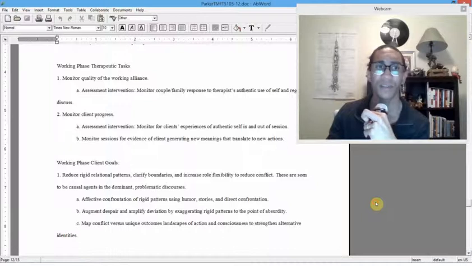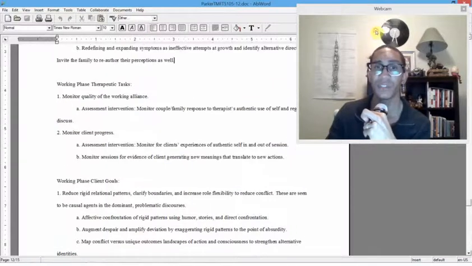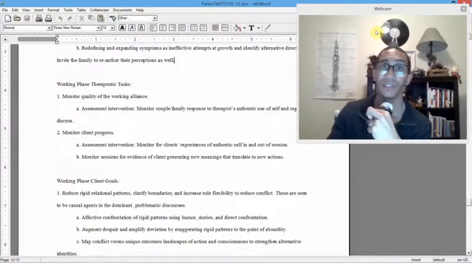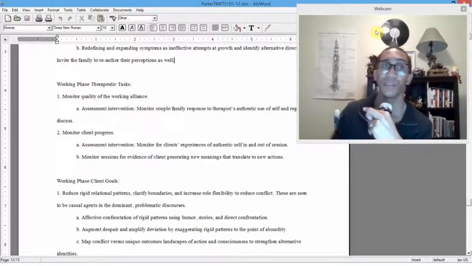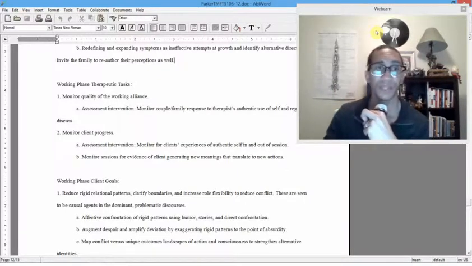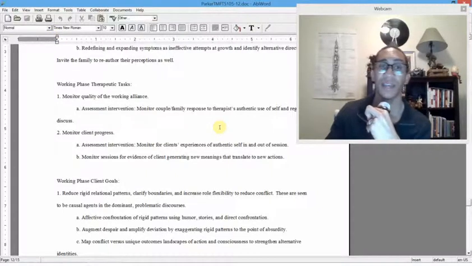Monitor client progress. Assessment intervention. Monitor for clients' experiences of authentic self in and out of session. So basically, make sure Nathaniel's being real to himself. When he leaves the office, he doesn't have to be the person that he feels other people want him to be. Like, no, be who you are, because the goal is to make who you are better for not only yourself, but for your family system. And better is subjective.